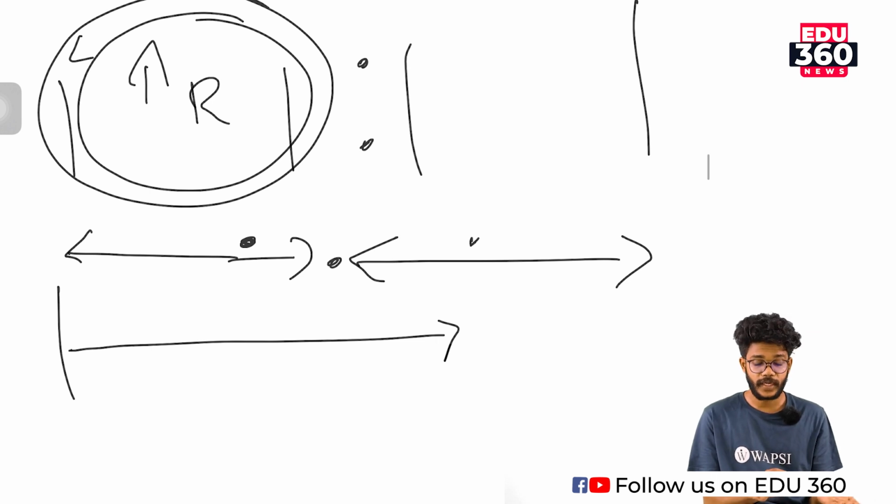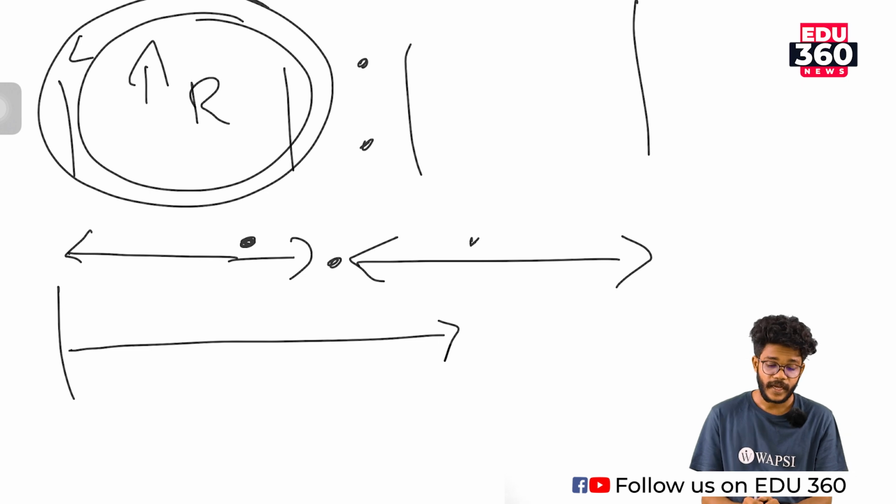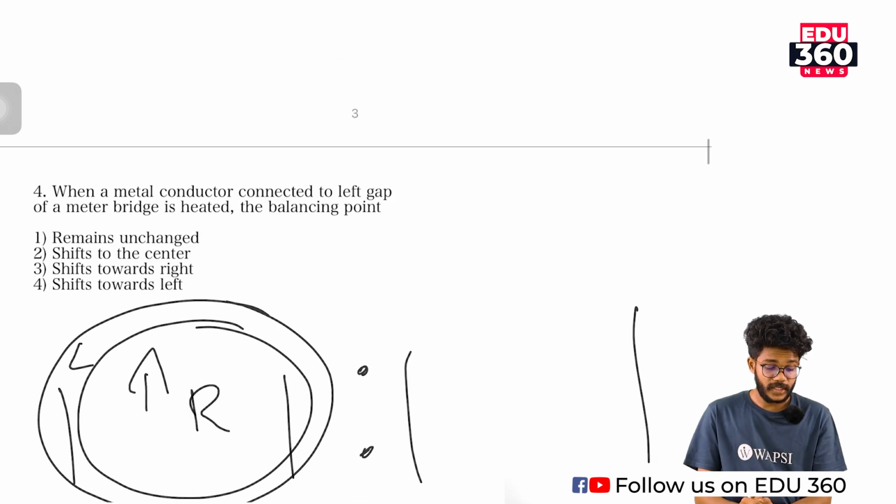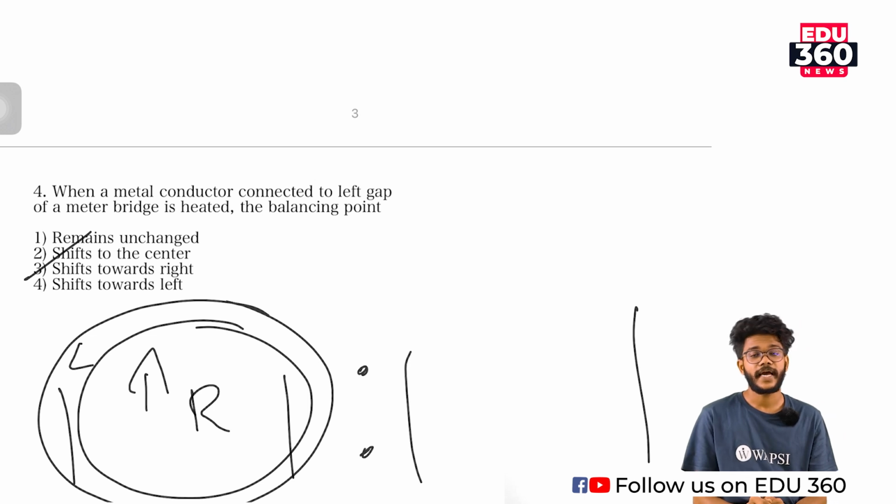If it is on the left and it is shifting towards the center, it is correct. But if it is on the right, we can't say that it is moving towards the left, because it is actually moving towards the right, and if it is on the right side, it is incorrect. So shift to the center is a partially wrong answer, and shift towards right is a perfect answer. So option 3 is the correct answer.